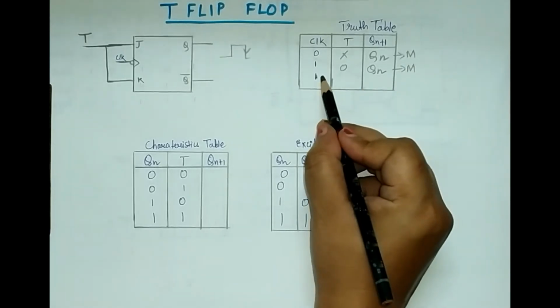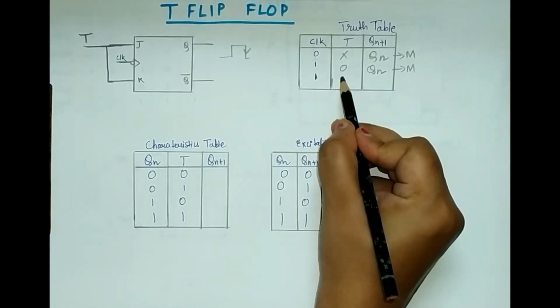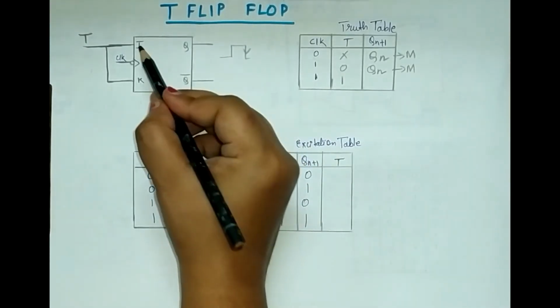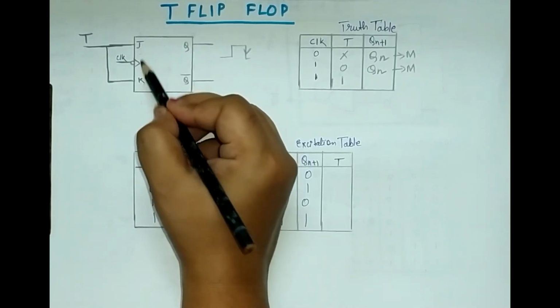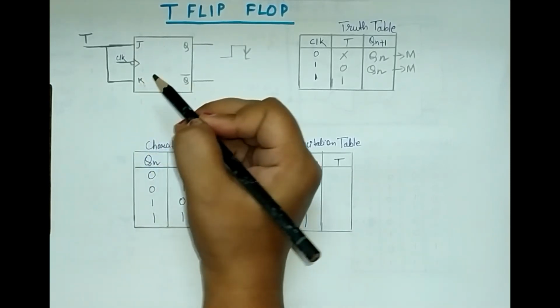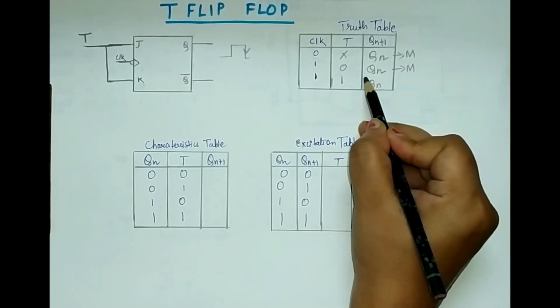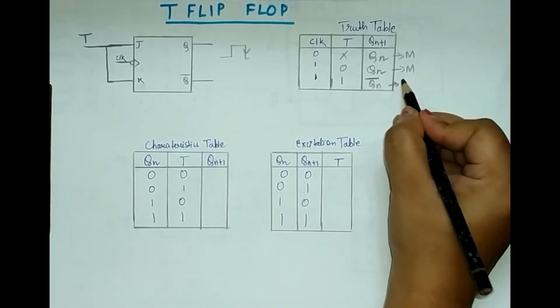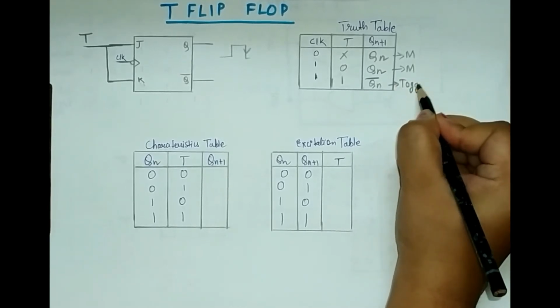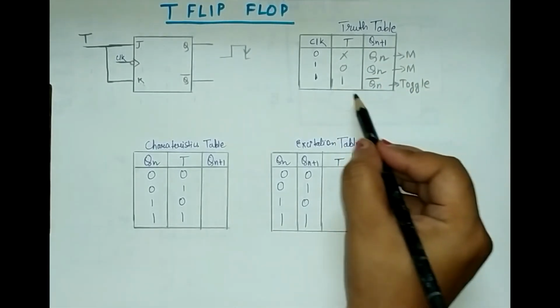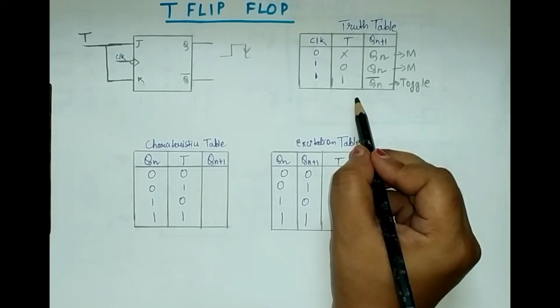Now when the value of T is 1, J is 1 and K is 1. When J and K are both 1, it is a toggle state. Toggle state means the previous value complement. So this is the toggle state, and this is the truth table of your T flip-flop.